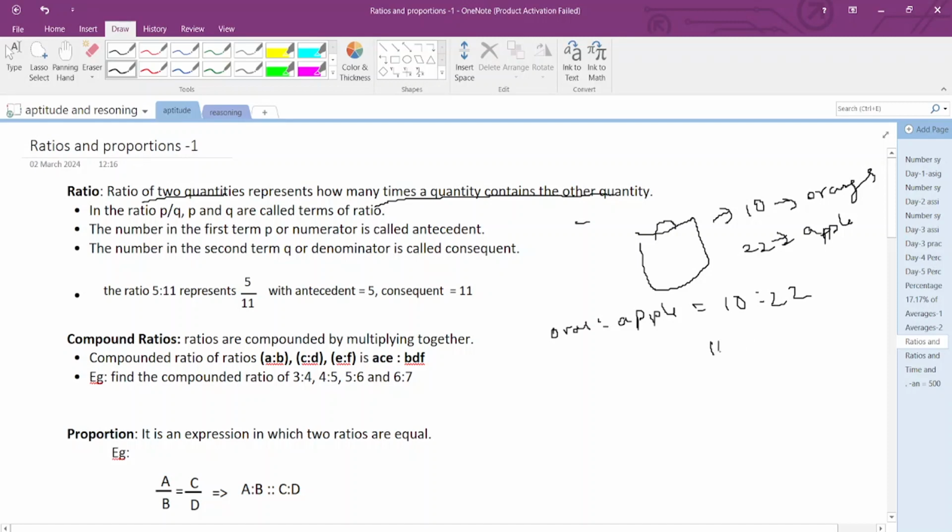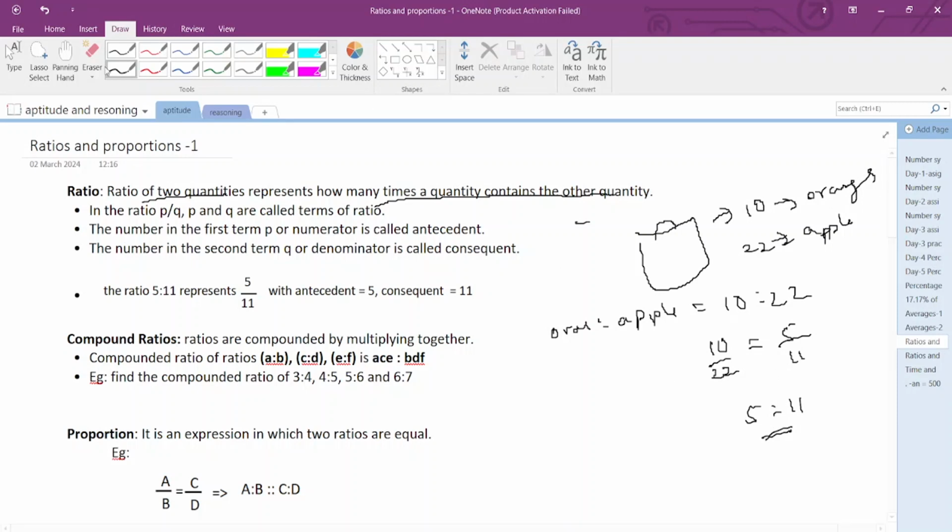So we can write it like this. The ratio will become 5/11, since 2 fives are 10 and 2 elevens are 22. So now the ratio has become 5:11. So this is what the ratio means.